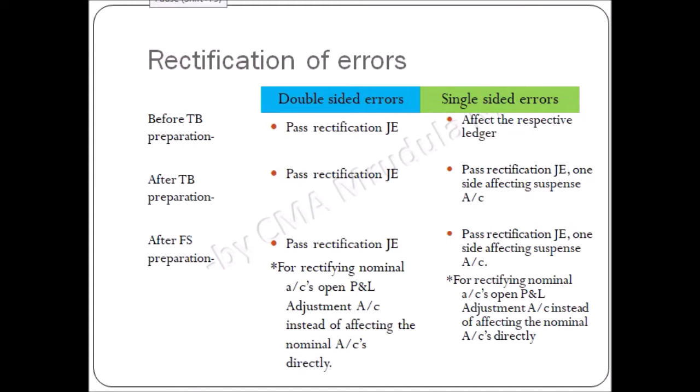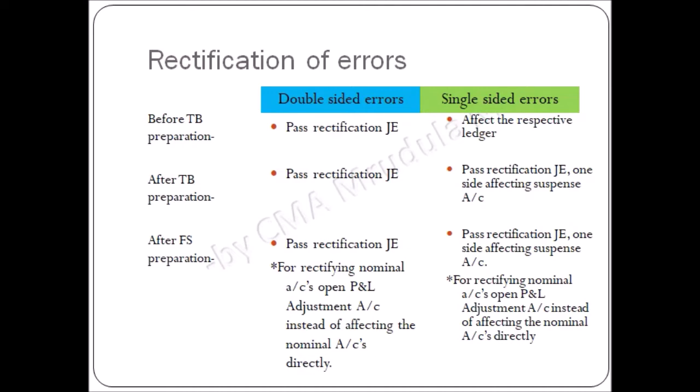To understand double-sided errors and single-sided errors better, let us take one example. Purchase of an asset. So the correct entry for purchase of an asset would be asset account to bank account. Let us take the amount as 50,000 for this example. If instead of taking the amount as 50,000, we have taken a wrong amount of 40,000, that is an entry saying asset account debit to bank account, both the sides 40,000, 40,000, that is a double-sided error. Another case, where we have not accounted for this entry entirely, that is also a double-sided error.